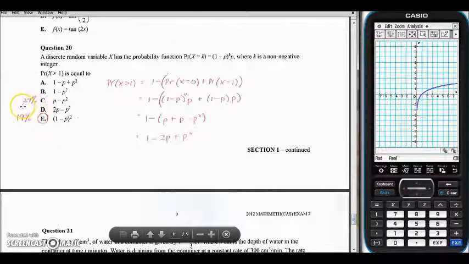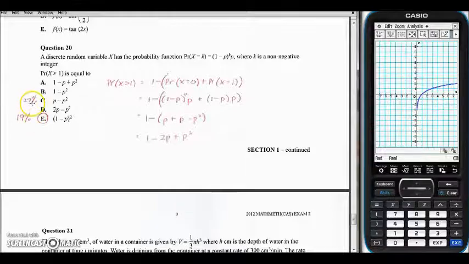Here's another example. 27%. Most popular answer was wrong. But these five are pretty well spread out. I think people had no idea with this one. We've got a discrete random variable with the rule that the probability that x is equal to k is equal to 1 minus p to the power of k times p.